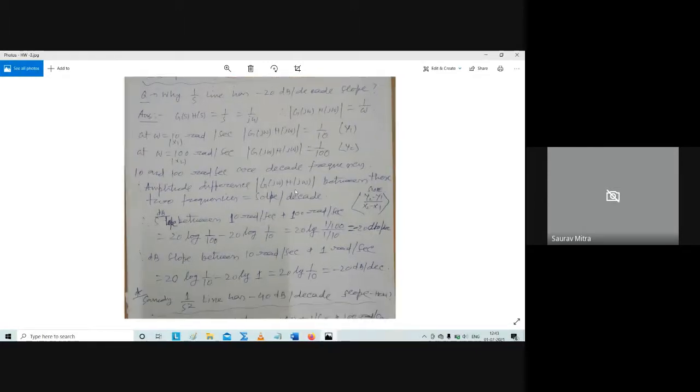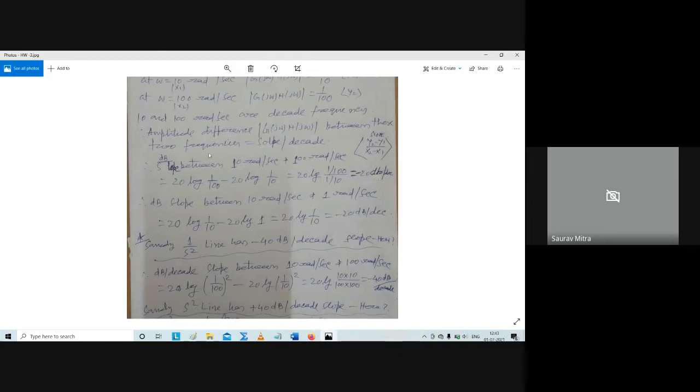Now you have to convert this into dB. So the slope between 10 radian and 100 radian: y2 you have to write first because 100 is the x2 frequency. So 20 log 1 by 100 minus 20 log 1 by 10. This is y2 in dB and this is y1 in dB. If you do it, you'll be finding 1 by 100 divided by 1 by 10, or this will be 10 by 100. So this 10 goes up and 100 comes down. So 20 log of 0.1, and 20 log of 0.1 means minus 20.